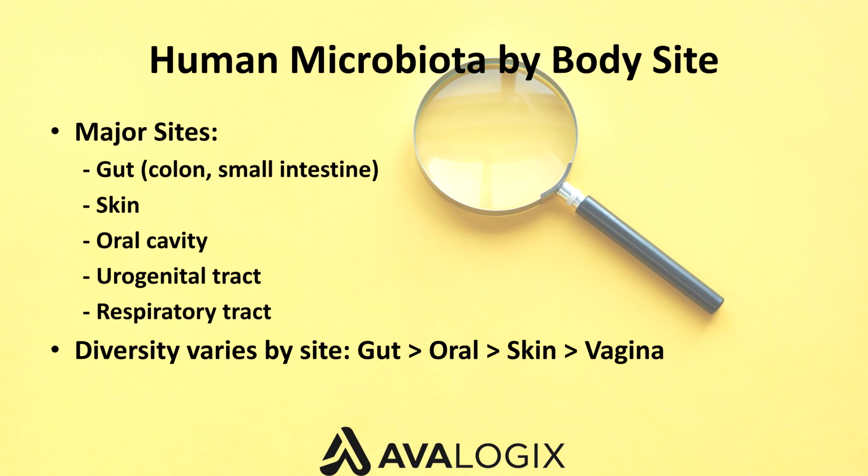The urogenital tract varies by sex. In females, lactobacillus species maintain acidic pH in the vagina, preventing infections. In males, microbiota resembles that of the skin and urinary tract. Even the eye hosts microbes like Staphylococcus, which help prevent infection. These communities don't exist in isolation. Crosstalk exists, for example, between the gut and skin or brain. Disruption in one site can ripple systemically. Understanding this site-specific colonization is foundational for exploring health and disease.